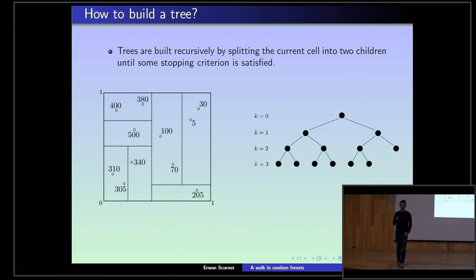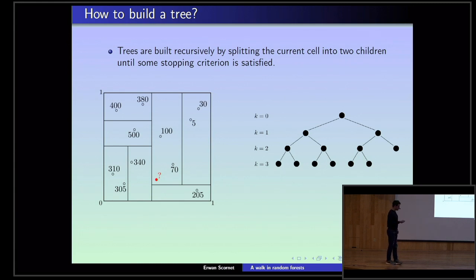I do not mention yet how we stop. Assume just for now that we have a way to split and a way to stop. If you have that, then my question would be: if I have a new data point here, which falls in this cell, what will be the prediction associated to this data point?